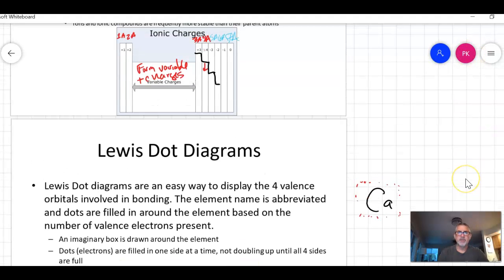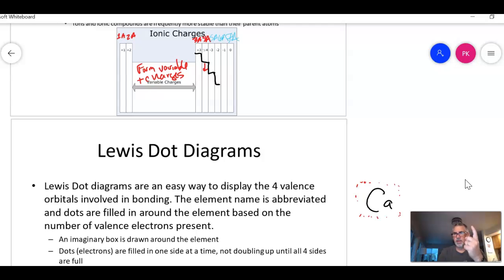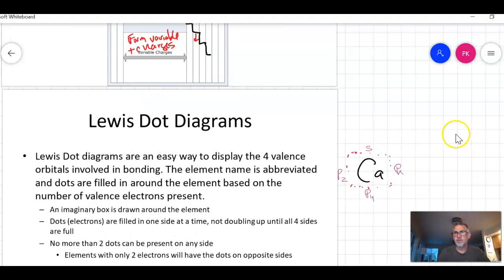So valence electrons are those electrons in the s and p orbitals. There's one s and there are 3 p's, so together that makes 4. If you think about it like this, we have s, we have the px, the py, and the pz. So those are our 4 valence orbitals.